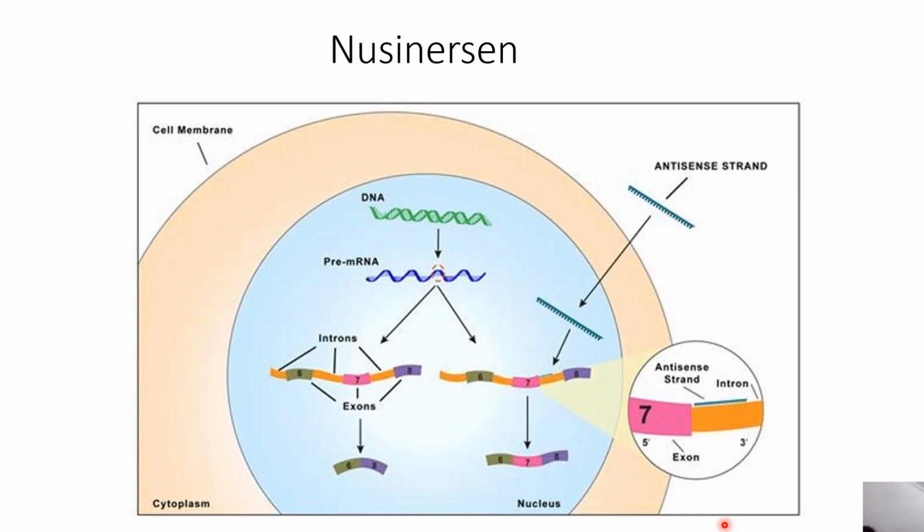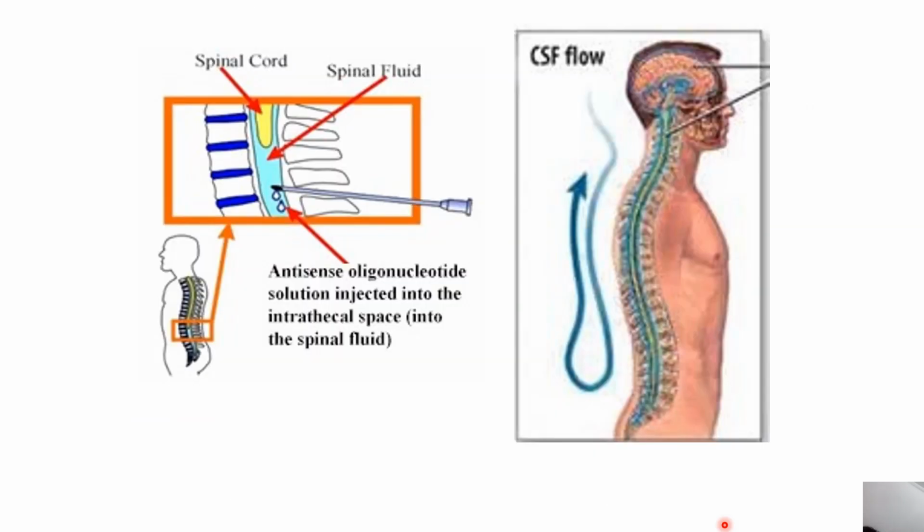Okay. So you see this is the CSF flow, central nervous system fluid, spinal fluid, and the antisense oligonucleotide is injected into the intrathecal space.